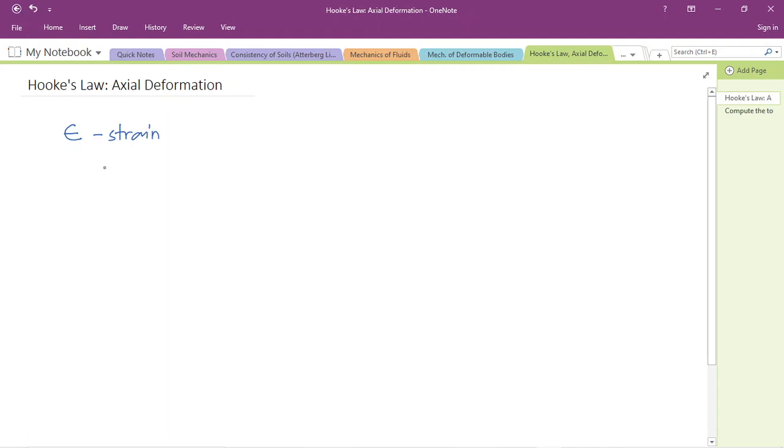Okay, so strain is also called the unit deformation. When you say deformation, class, it is the change in size or shape. So in this topic, which is axial deformation, we are referring to axial deformation, meaning change in length. Okay. So strain is from the words unit deformation.